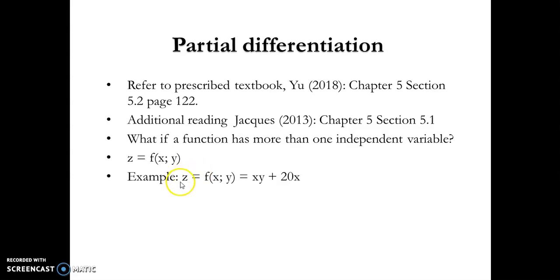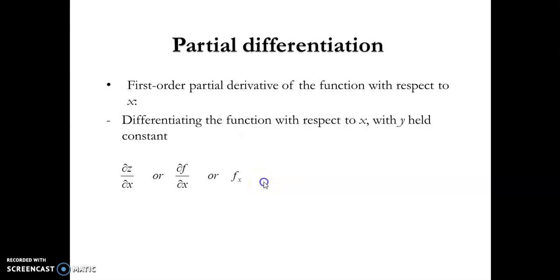Now, in the example given here, we have z is equal to a function of x and y, and it is equal to the product of x and y plus 20 times x. Here you can see you have a function of two variables, x and y. Given a function of two variables, z, for instance, being a function of x and y, you can determine the two first order partial derivatives. Now, the word partial here is quite important. There are two first order partial derivatives, and you will find that you have four second order derivatives.